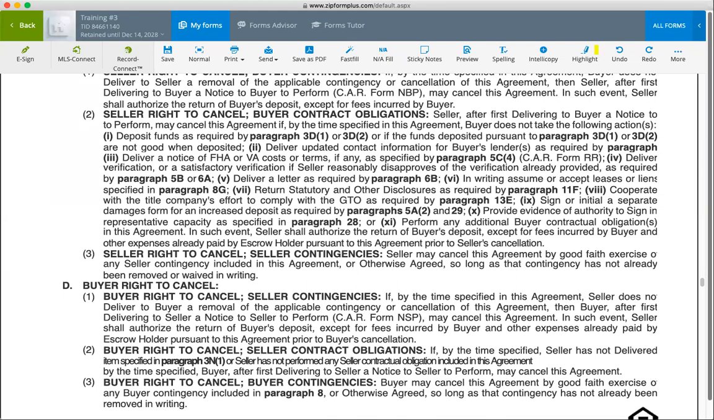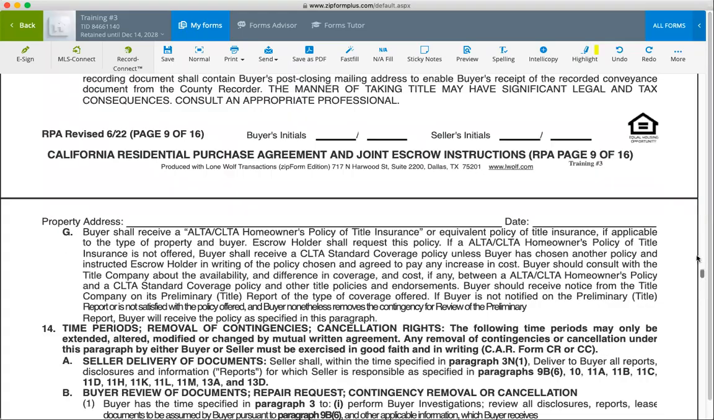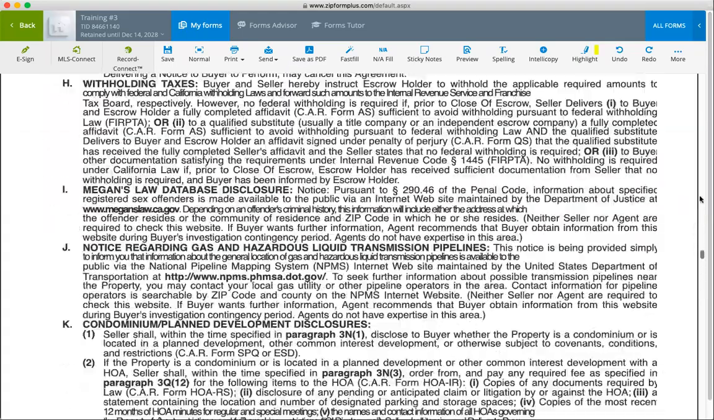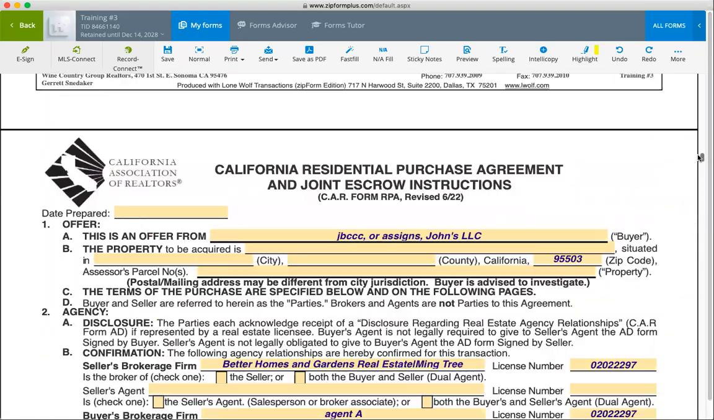All right, so let's go back to the RPA itself.